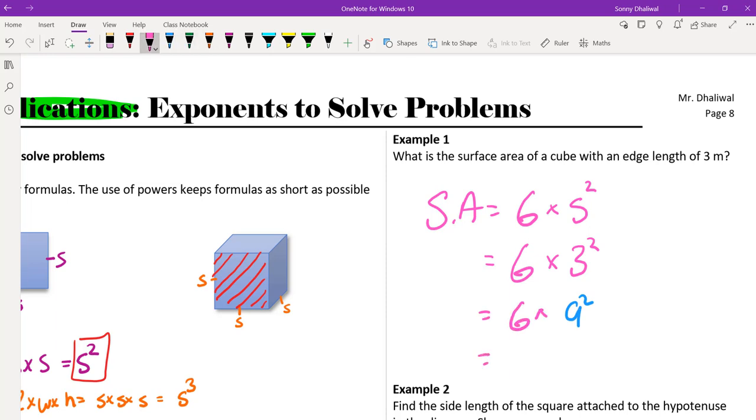6 times 9 is 54. Now, with these kind of questions, we need to include units. What would our units be? Meters. All right? Meters squared.